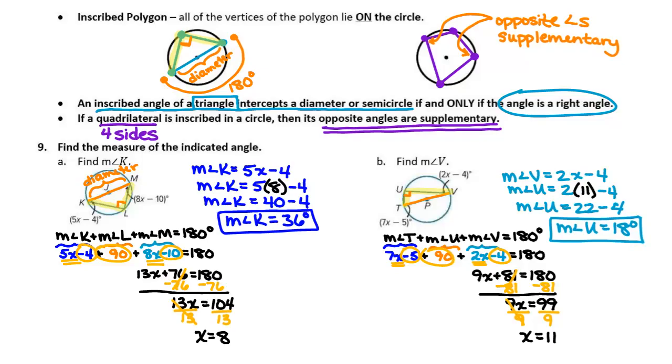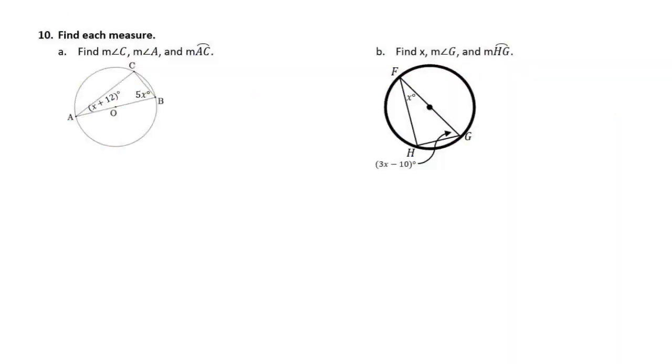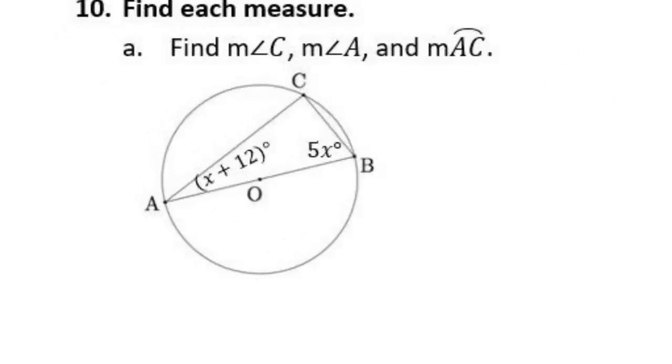All right. Let's look down at number 10. Number 10, I have what kind of a shape in my circle? Triangle. Is there a diameter in this picture? Yes. What's the diameter? AB. AB is my diameter.